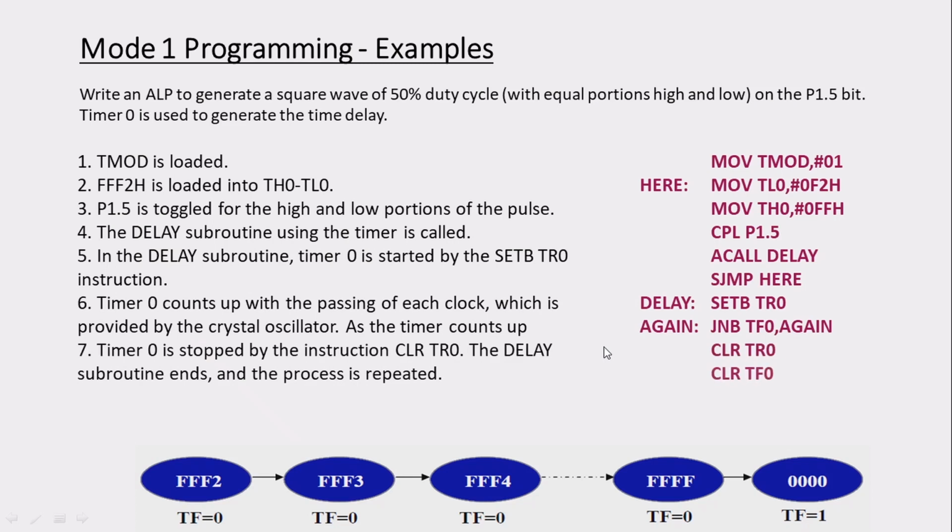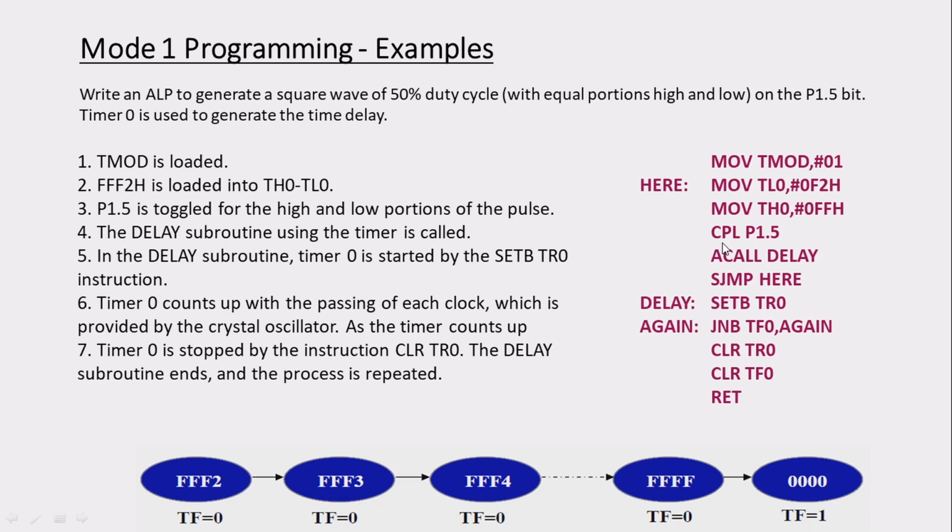Once it has come out of that loop, I should clear my timer flag, and then I should stop my timer, and then I should return back. Once you have returned, it will come back over here, and then we are using the short jump so that it will come back over here.